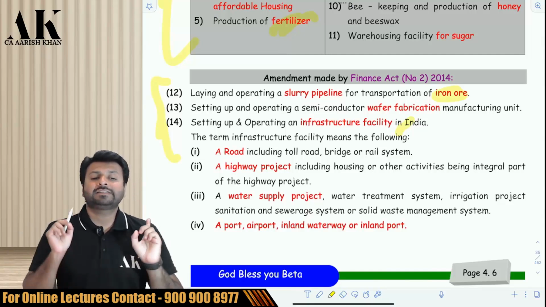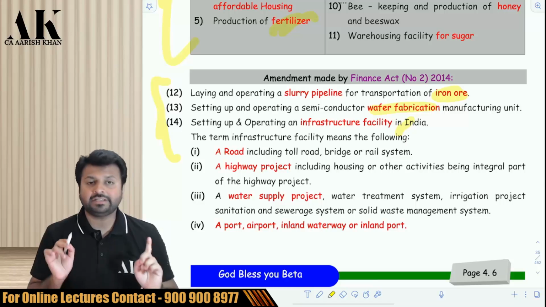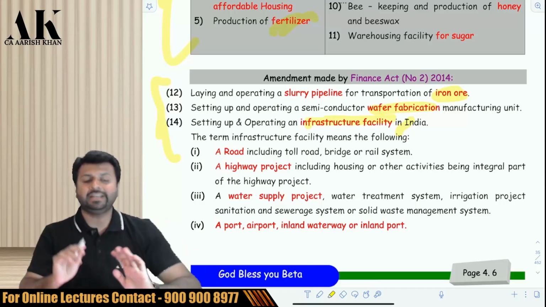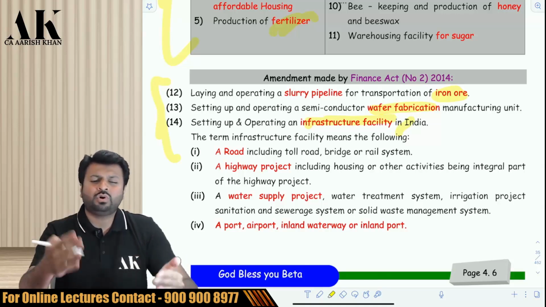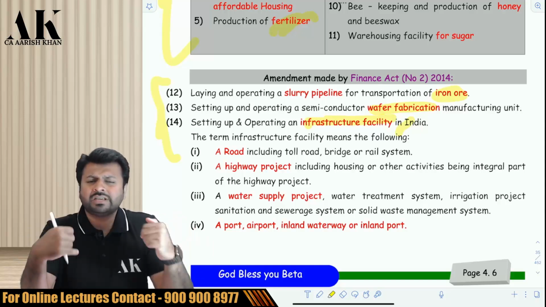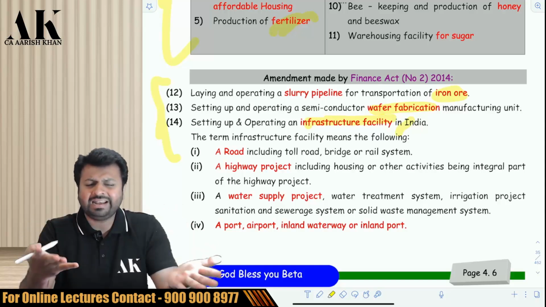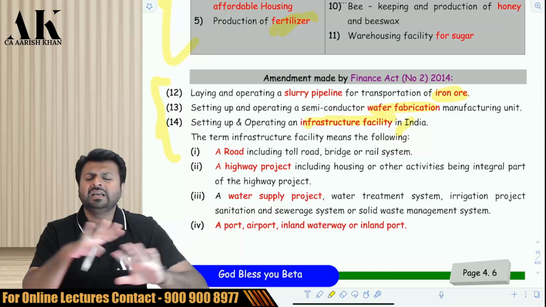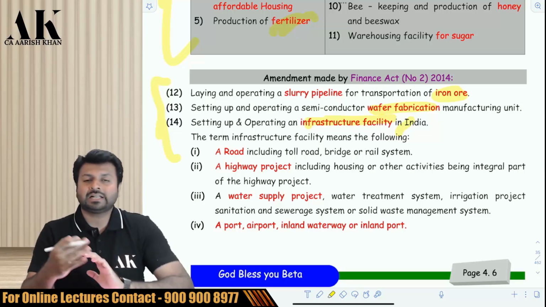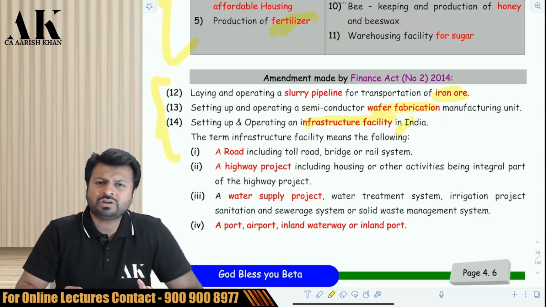Then comes the semiconductor wafer fabrication manufacturing unit, and then infrastructure facility: setting up and operating an infrastructure facility in India. Infrastructure would include road, highway projects, housing projects, water supply projects, sanitation projects, irrigation projects, sewerage projects, port, airport, inland waterway, inland port, navigational channel, and so on. Now, you are not supposed to byheart this the way I am telling you. You should be aware that these are the businesses covered in 35AD. No need to byheart.